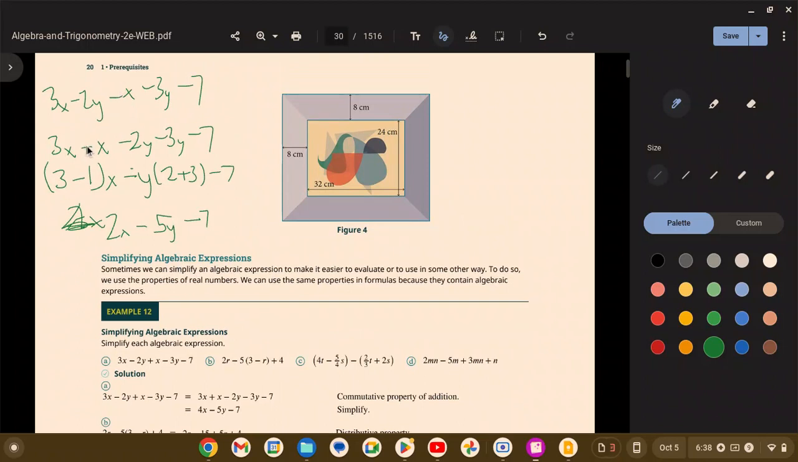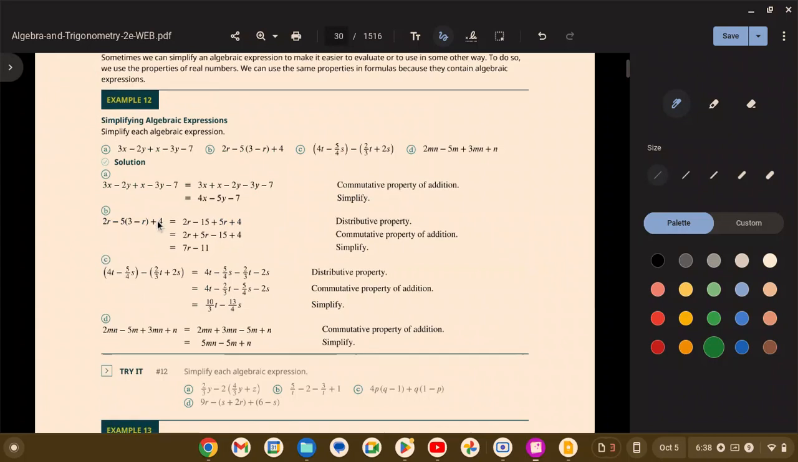Let's take it. Plus x. That's a plus 1. That's a 4. Okay. So those are actually pretty straightforward. So distribute. That's going to be 2r minus 15 plus 5r plus 4.